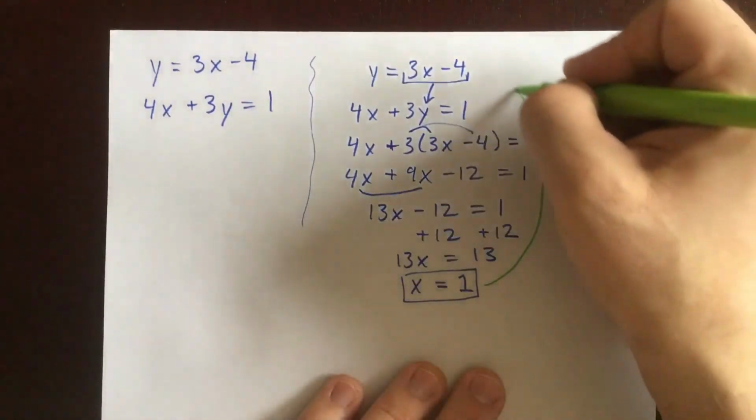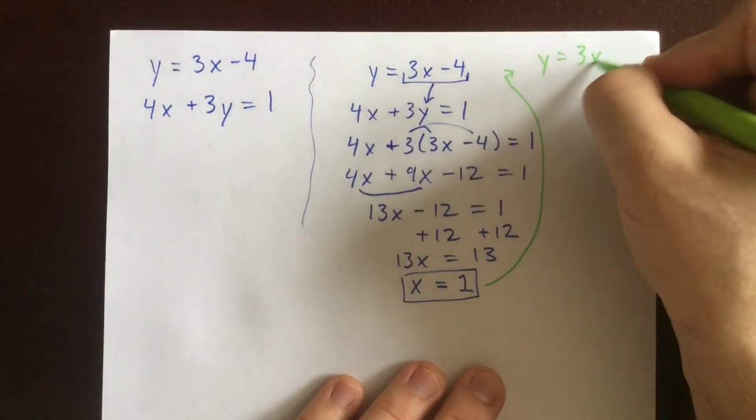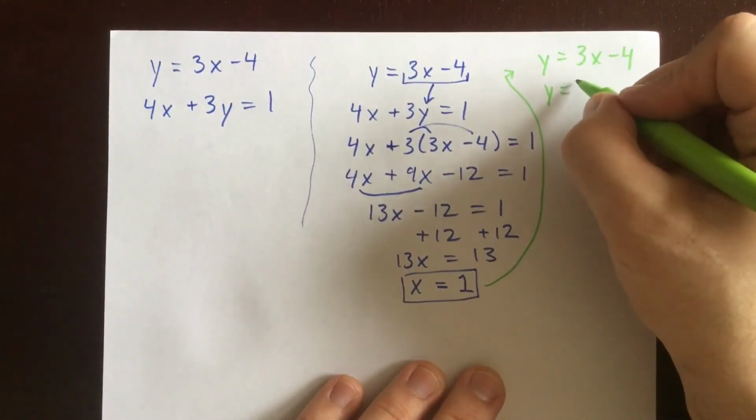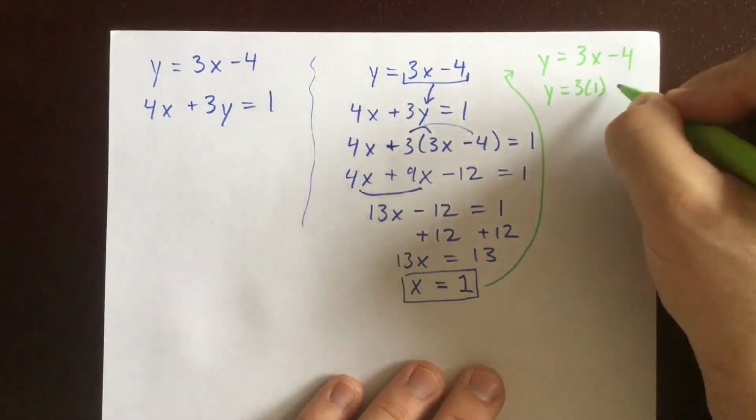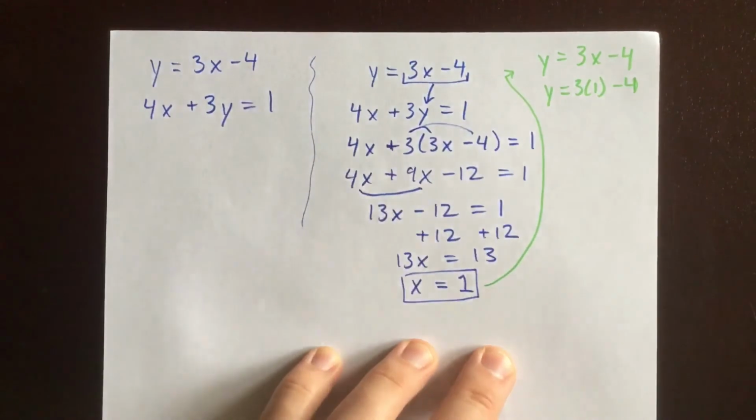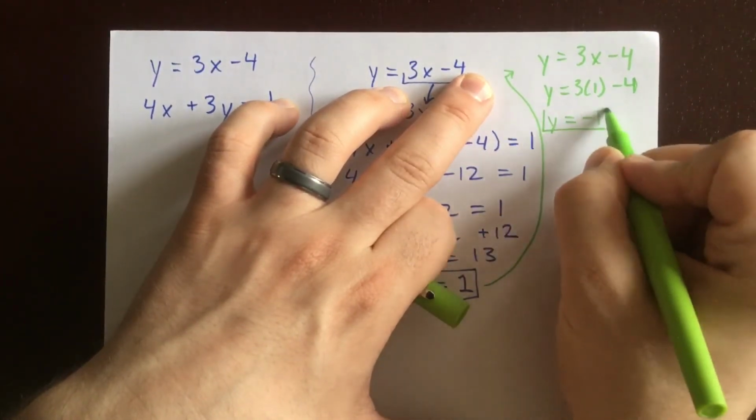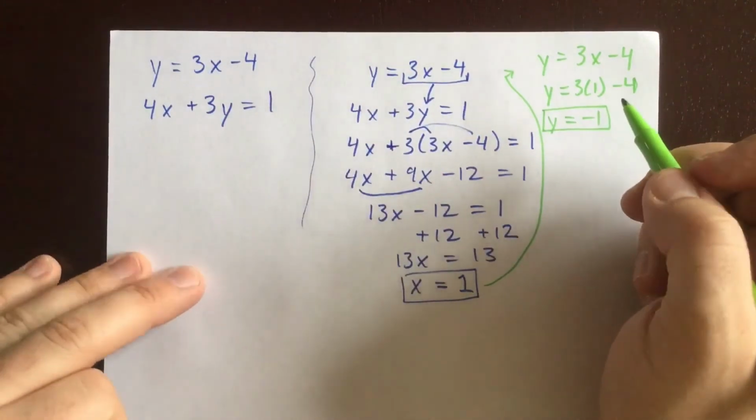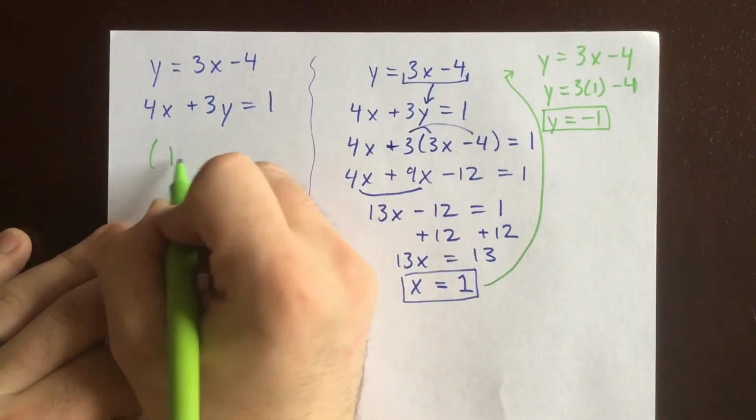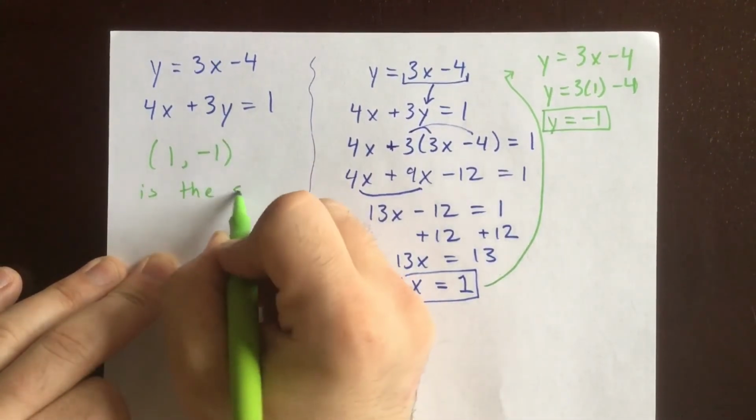So now let's find y. y equals 3 multiplied by x minus 4. Well, we know x is now 1, so 3 times 1 minus 4. 3 times 1 is 3, so 3 minus 4 is negative 1. And we have our answer. Our solution to this system is 1, negative 1.